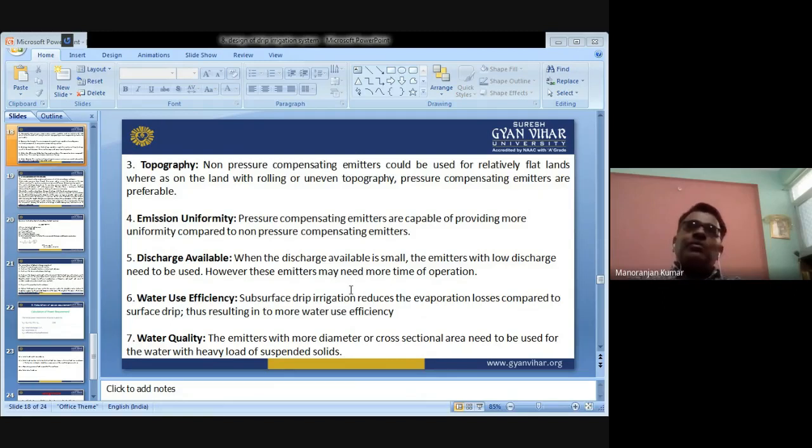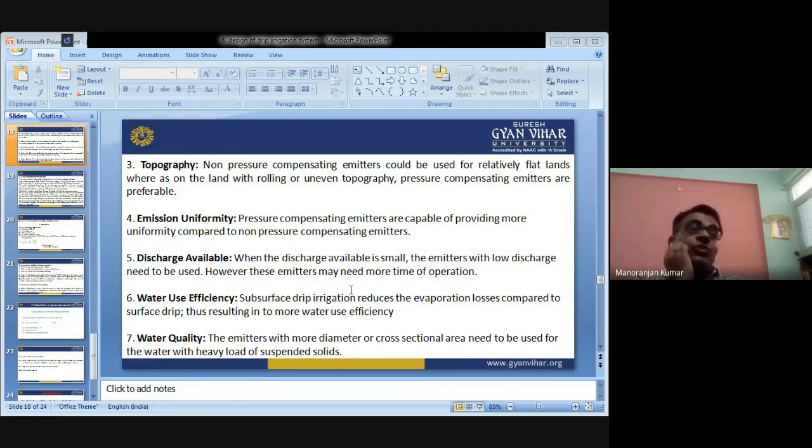Irrespective of where any particular plant is getting more pressure or less pressure, discharge will remain the same. That's why pressure compensating emitters are generally used on uneven topography. On plain land, non-pressure compensating emitters are used because pressure compensating emitters are more costly in comparison to the non-pressure compensating ones.